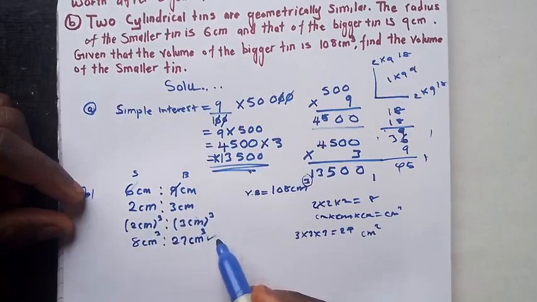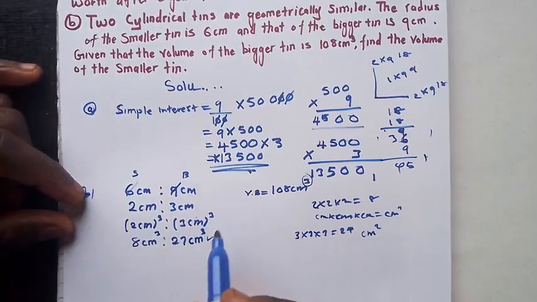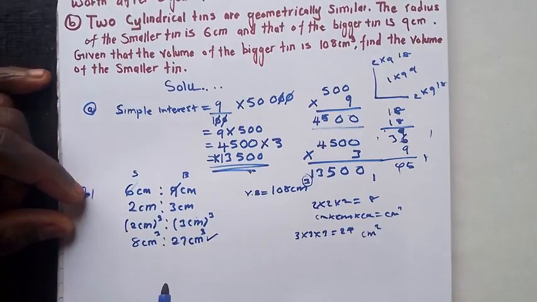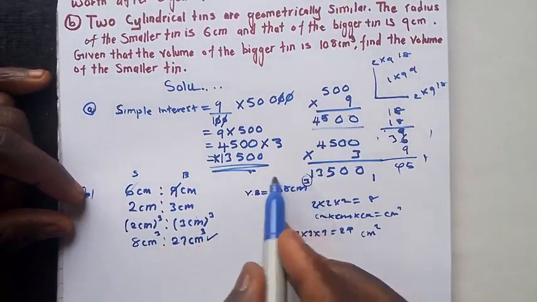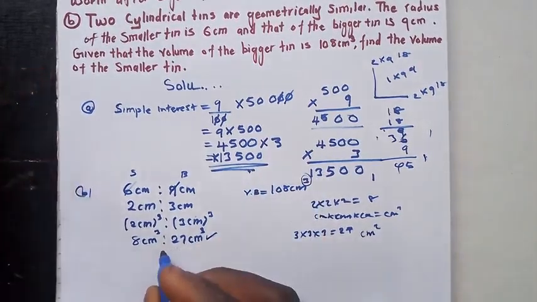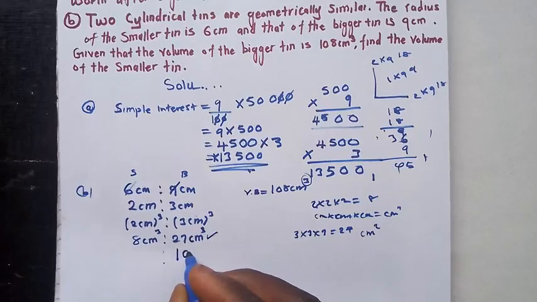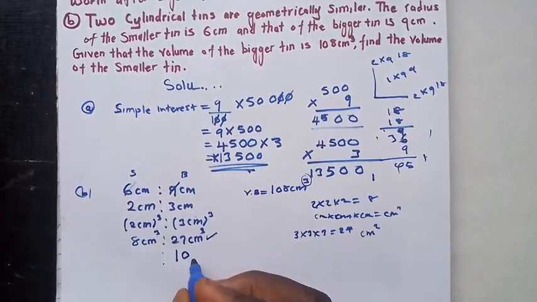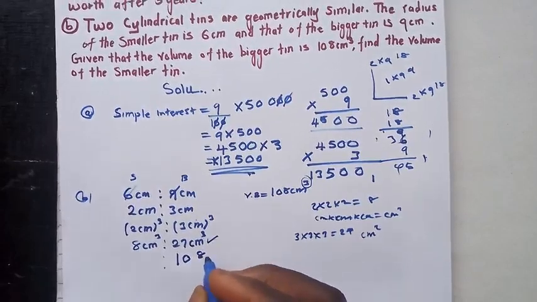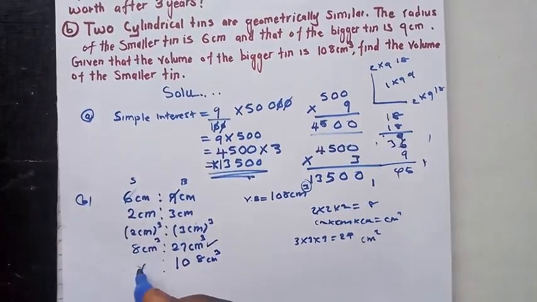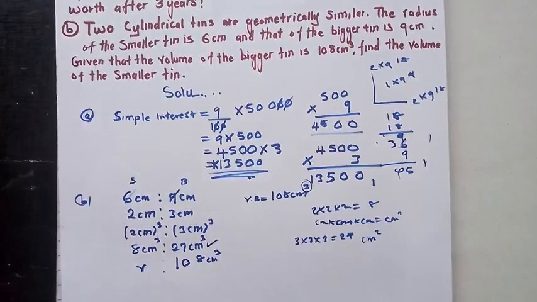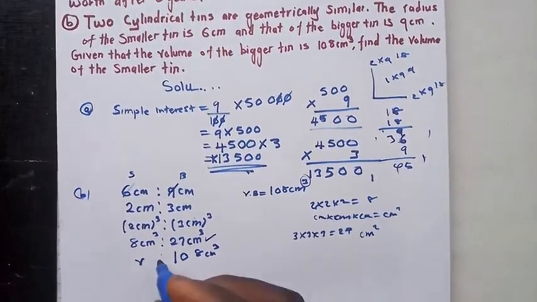Okay. So from there now, this one here is the volume of the bigger tin. Okay. So I need to make sure that the volume of the bigger tin should match with the what? The volume of the bigger tin, which is this one here. Okay. So I'm going to say 108 centimeters cube. Then here, I don't have the volume of the what? The smaller tin.